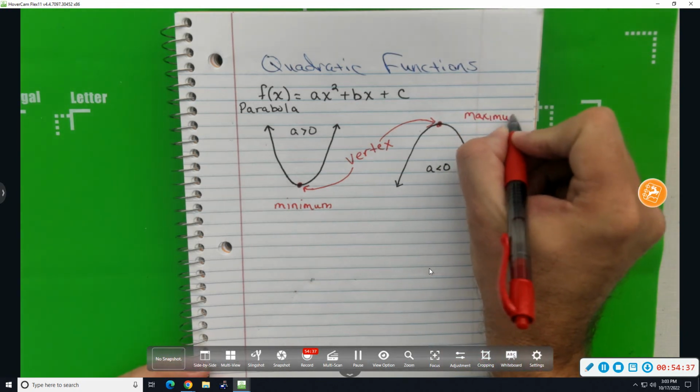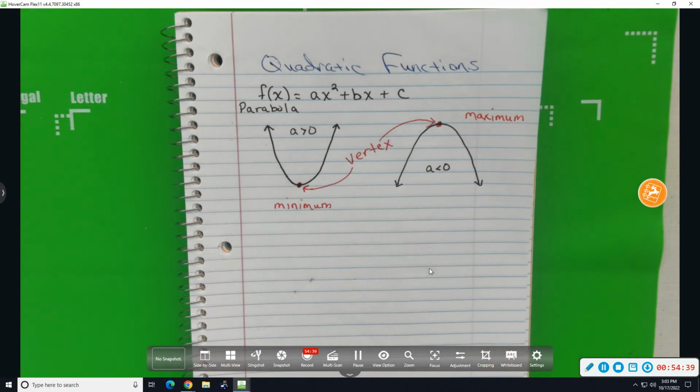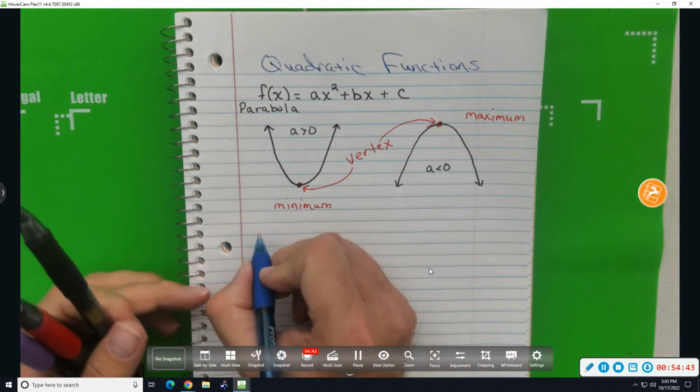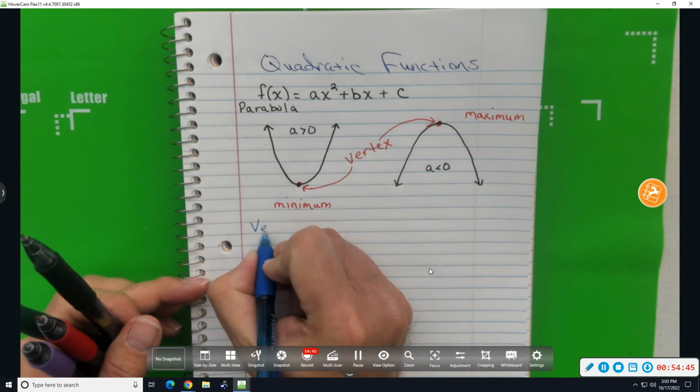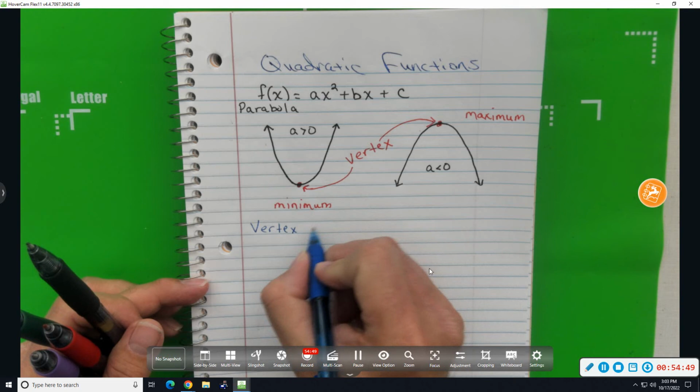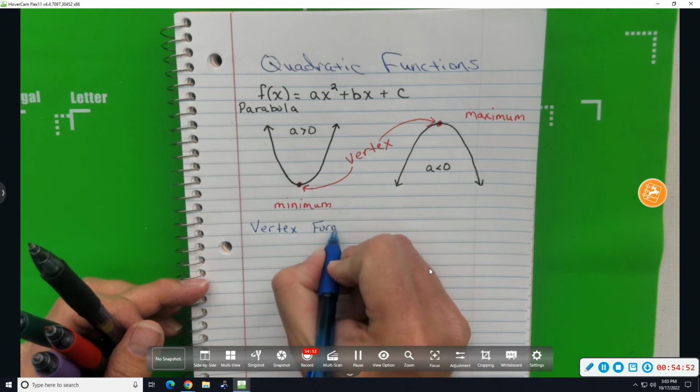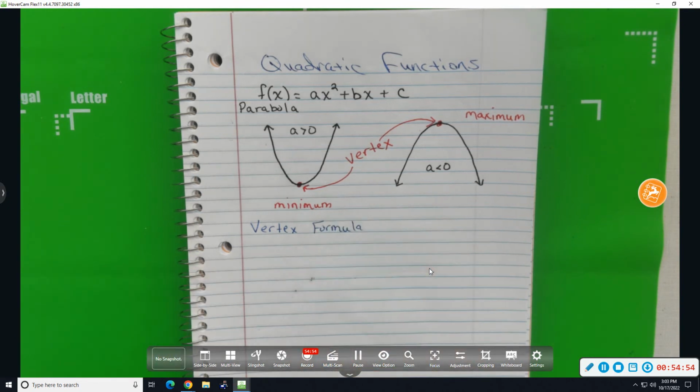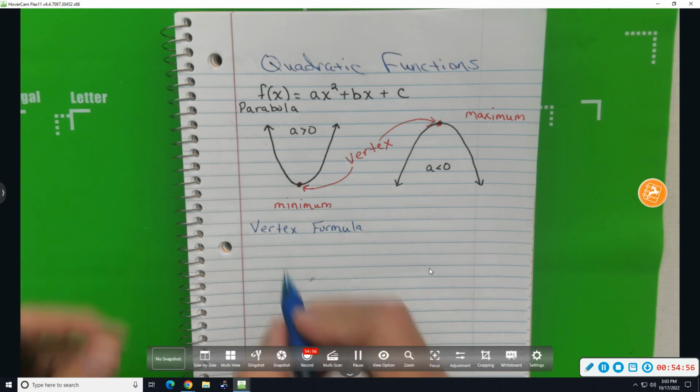If you're going to graph a parabola, we have to know that vertex. And we're going to have something called the vertex formula, also called the axis formula. I usually wait until I state that to draw in the axis, but okay.